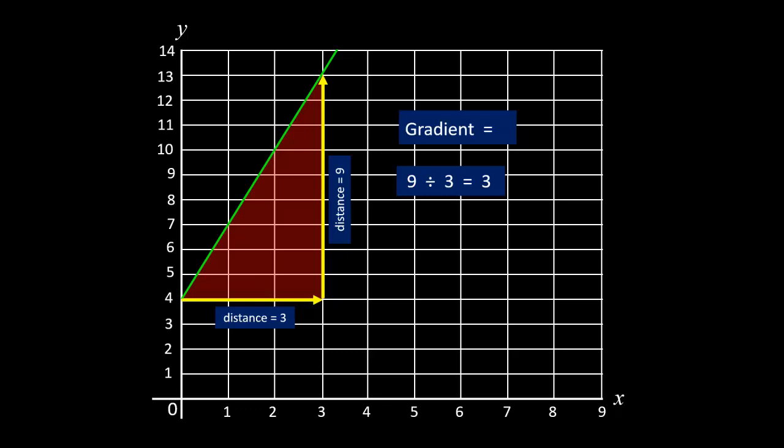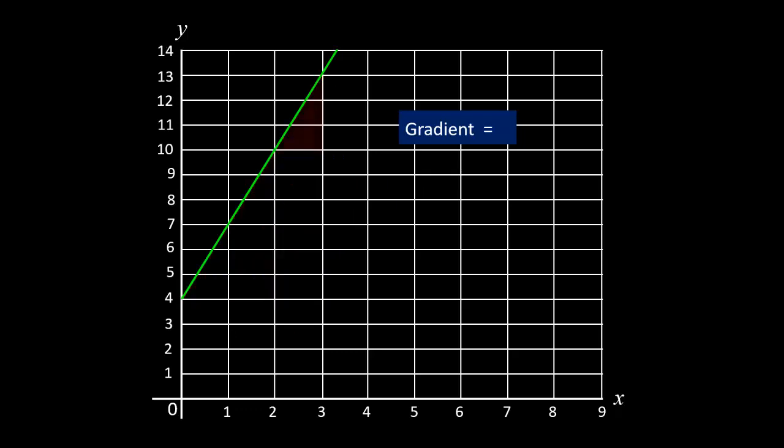It doesn't matter which triangle you take. You could even take a little tiny one up there like that, look. The distance across from the green line to the corner of the triangle is 1 square. Distance going up is 3. So the gradient, 3 divided by 1, which is 3.